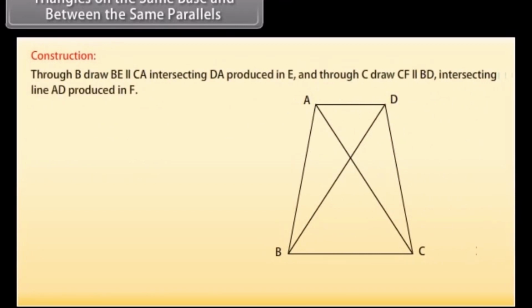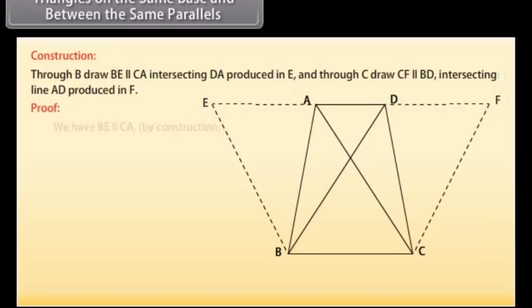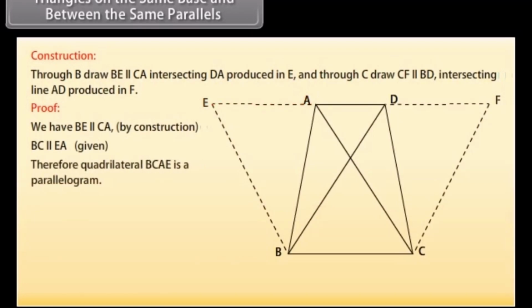Construction. Through B, draw BE parallel to CA intersecting DA produced in E, and through C, draw CF parallel to BD, intersecting line AD produced in F. Proof. We have BE parallel to CA by construction. BC parallel to EA is given. Therefore, quadrilateral BCAE is a parallelogram. Similarly, BCFD is a parallelogram.